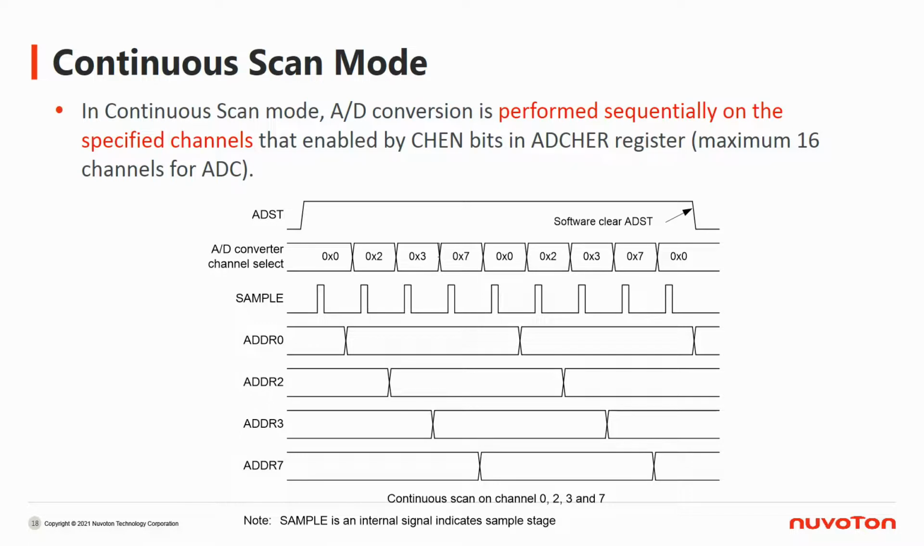Continuous scan mode works the same way as single cycle scan mode. The only difference is that it will continuously do it until software clears ADST. When the analog to digital converter completes the conversions of all enabled channels sequentially, the ADF bit will be set to 1. If the ADC interrupt function is enabled, the ADC interrupt occurs. The conversion of the enabled channels with the smallest number will start again if software does not clear the ADST bit. Therefore, before ADST is cleared, it will keep sampling and converting all channels in sequential order.